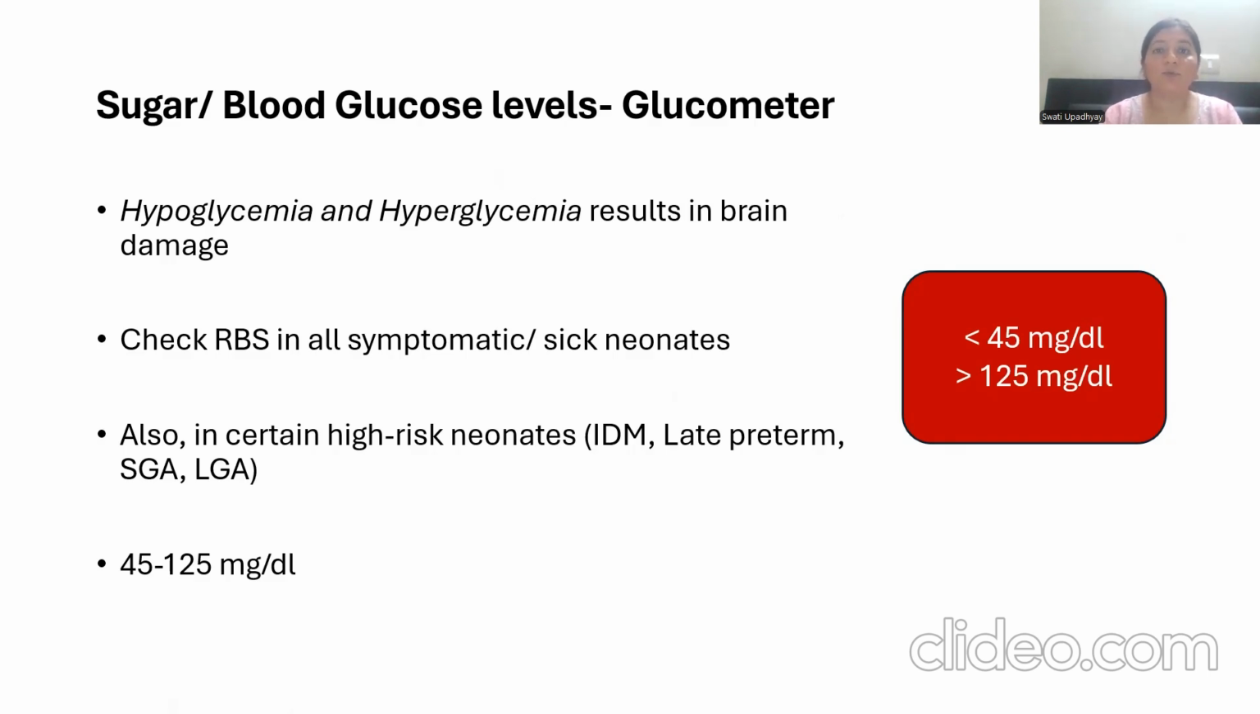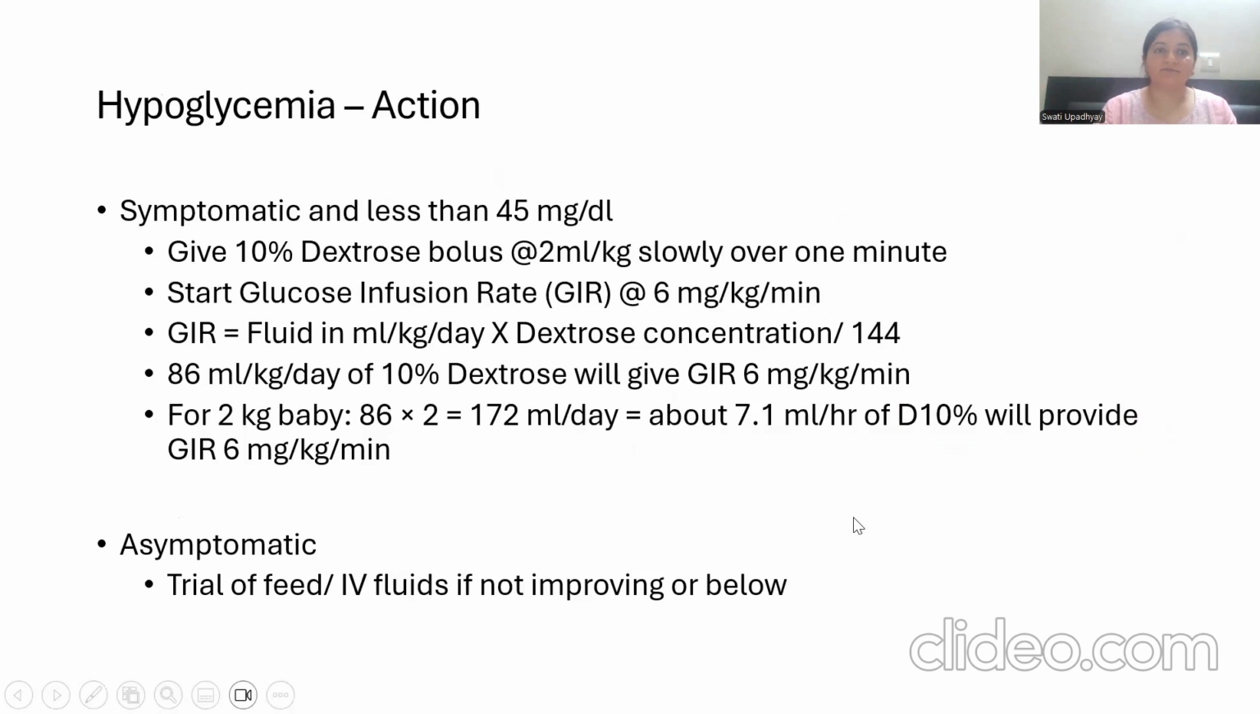Also remember that both hypoglycemia as well as hyperglycemia can result in brain damage. So it is important to understand that not only hypoglycemia is problematic, but if a baby who has been doing otherwise well starts showing hyperglycemia, that means the baby could have been in stress. It can be a sign of underlying infection also. So what will be the red flag here? Any sugar value less than 45 mg per deciliter or more than 125 mg per deciliter, you have to act.